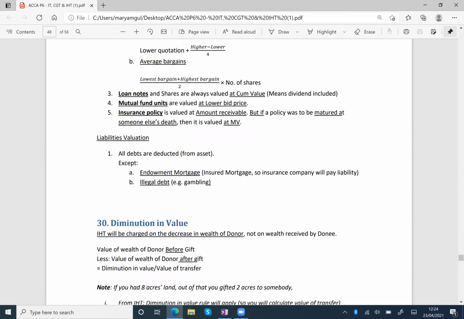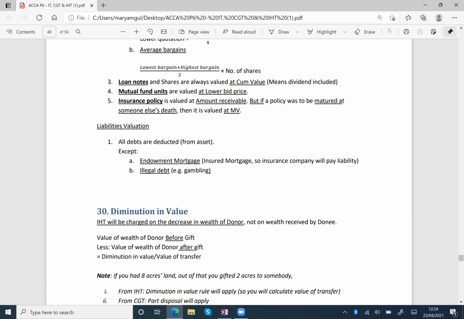Next, liabilities, meaning which liabilities you have to deduct from the death estate proforma. All debts are deducted except endowment mortgage. Endowment means an insured mortgage, meaning the insurance company will pay this liability. And illegal debt, just like gambling. So these two, don't deduct. All other liabilities of the deceased person are deducted from the assets. That's it. That is the proforma of death estate.